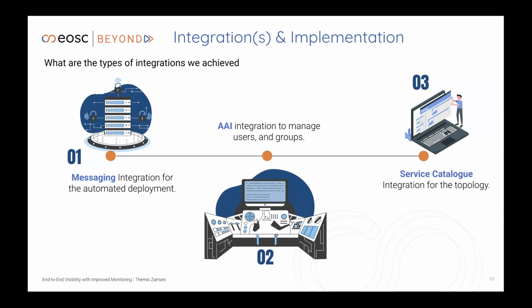Apart from these functionalities, in the last few months, in order to achieve all these things, we managed to finalize 3 different integrations. The first one is the integration with the messaging service of the project. The messaging service acts as a central communication party that helps us with the automation of the deployment of the monitoring service. The second is the AAI integration, the service that Nicolas presented earlier, and we integrated our service to use the authentication, authorization features and the group management that it offers. And the last one is the integration with the service catalog, where we integrated the list of services that are available in the service catalog in order to start monitoring them.